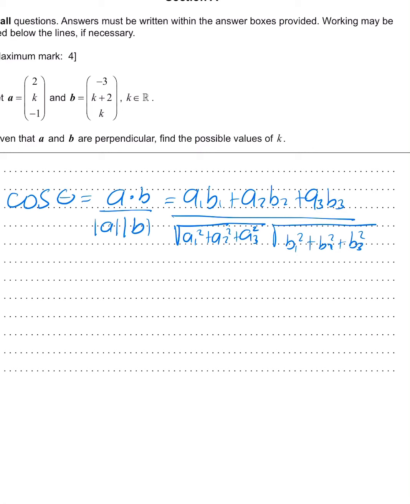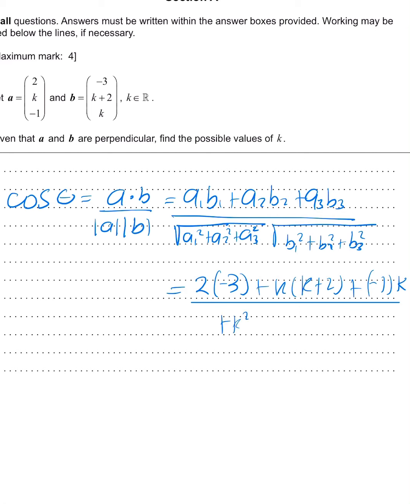At this point, I just plug in my values. A1 is 2, B1 is minus 3, plus K times K plus 2, plus minus 1 times K, plus minus 1 times K, over 2 squared plus K squared plus 1 squared. This will be 3 plus K squared.